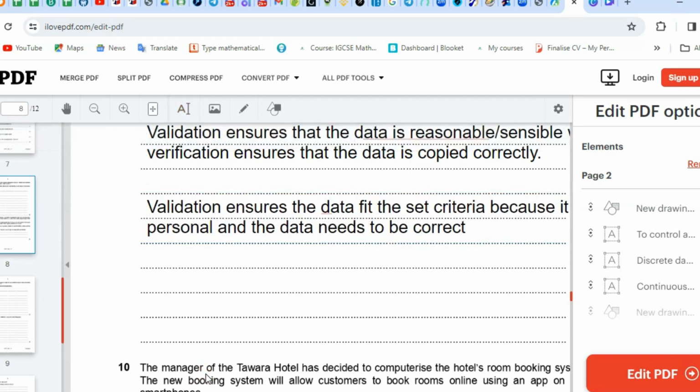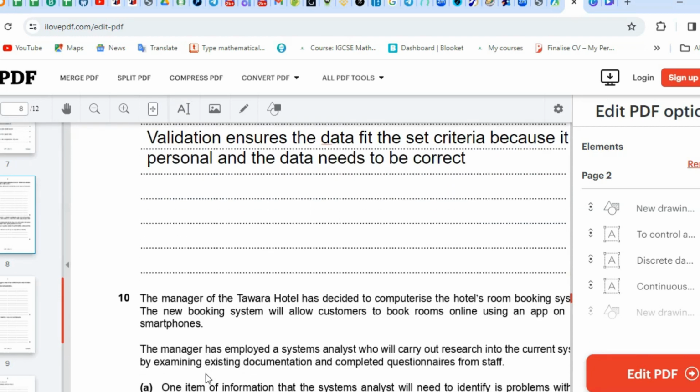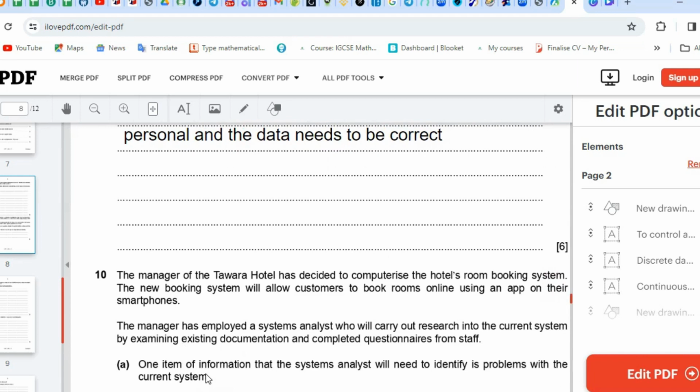Question number 10 says, the manager of the Tawara Hotel has decided to computerize the hotel's room booking system. The new booking system will allow customers to book rooms online using an app on their smartphones. The manager has employed a system analyst who will carry out research into the current system by examining existing documentation and completed questionnaires from staff.